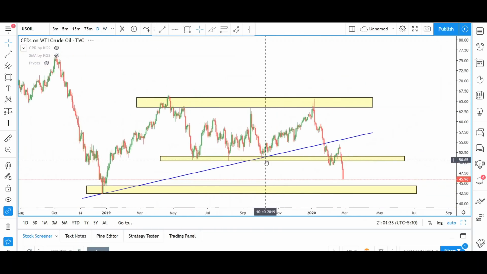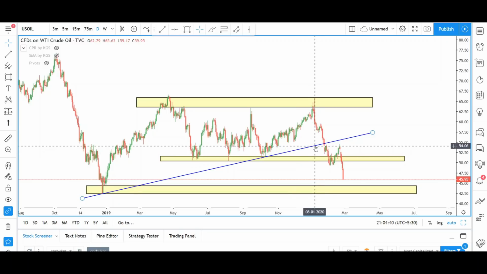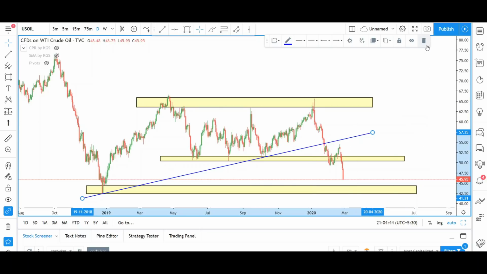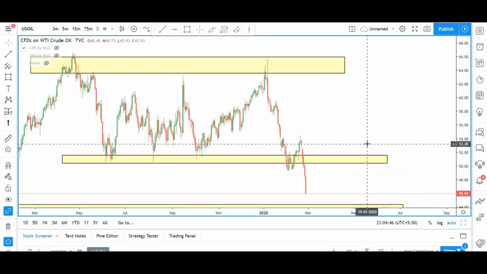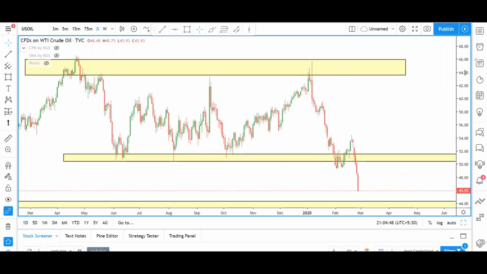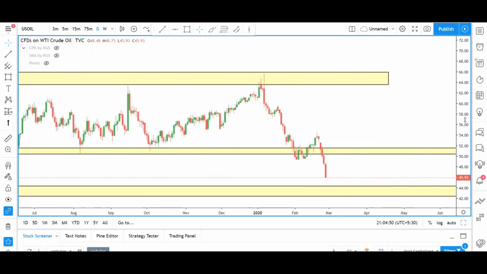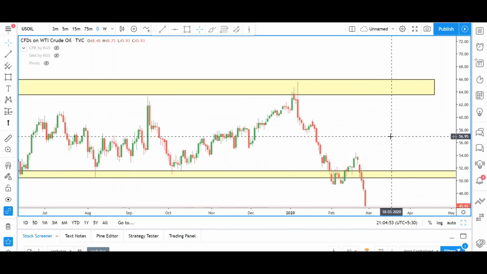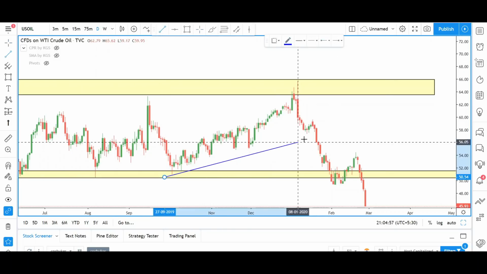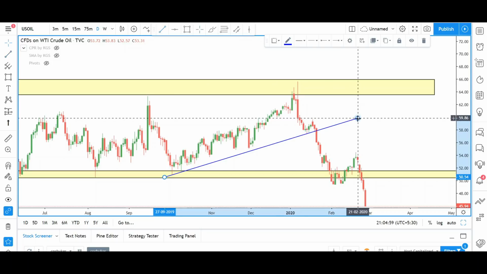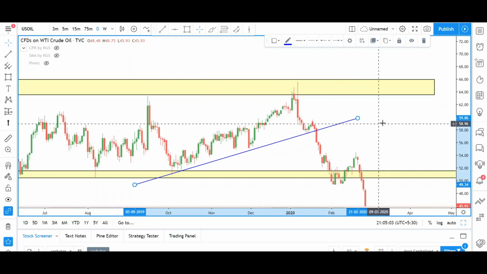Now I am going to remove this blue color line. Sorry, I am extremely sorry. Now I am going to draw a trend line in the daily chart. Let me draw a trend line like this.